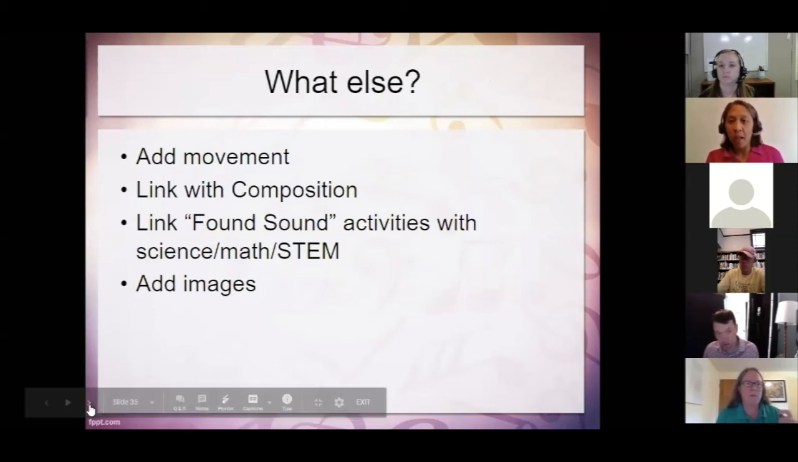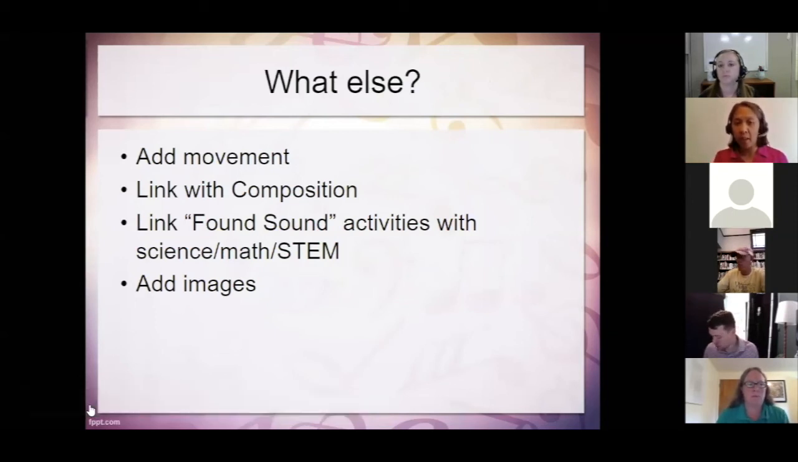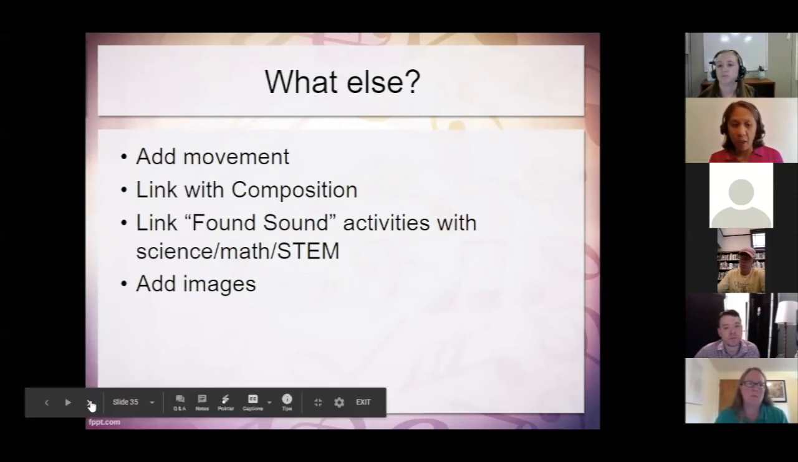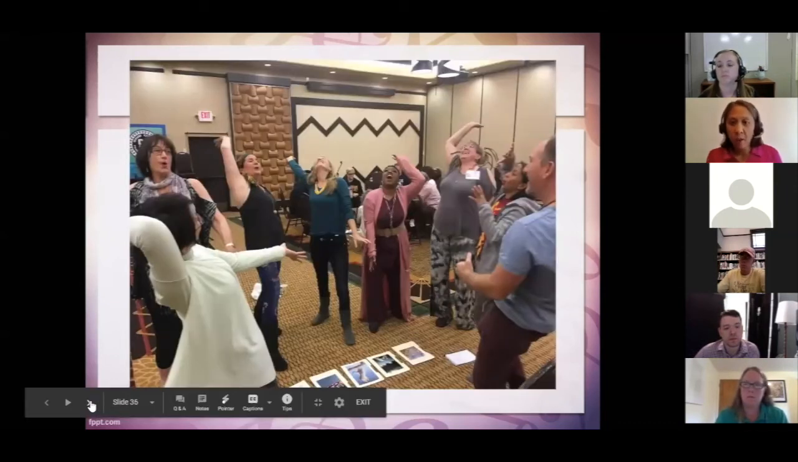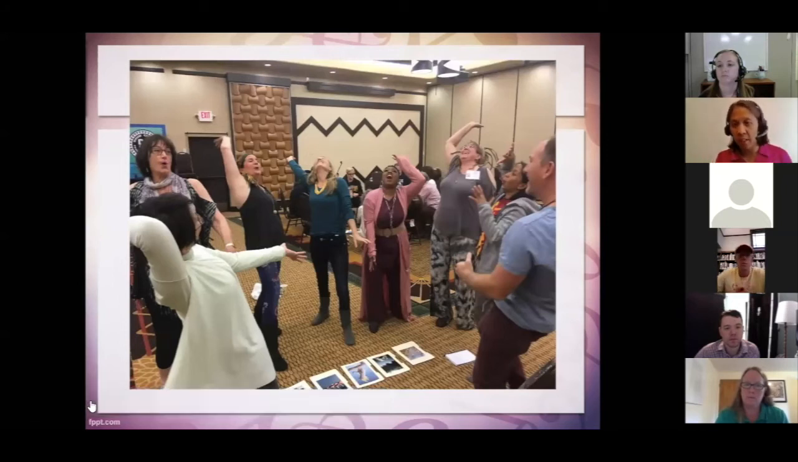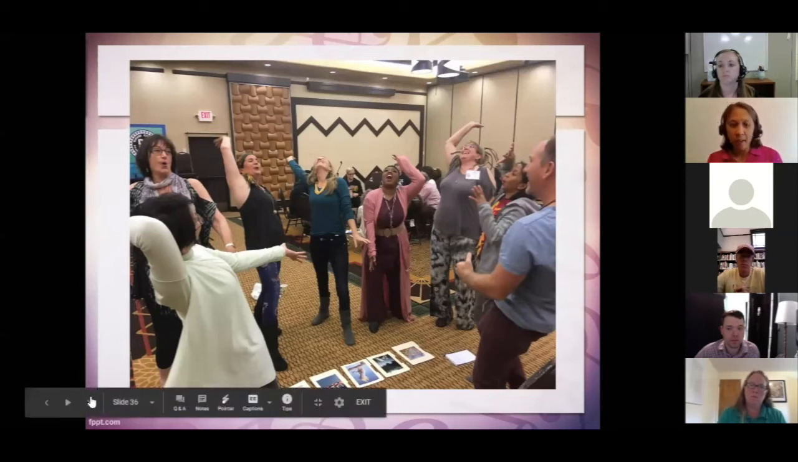You can do a lot with percussion, add movement, create a composition, link with another teacher to talk about science, math, and STEM, and then you can add images. I included some pictures of a drum facilitator's workshop that I went to. The purpose of this activity was to pick one National Geographic photo and create a sound or movement to go with that photo. So it was kind of like a soundscape composition, but with multiple images. So that is my group there.